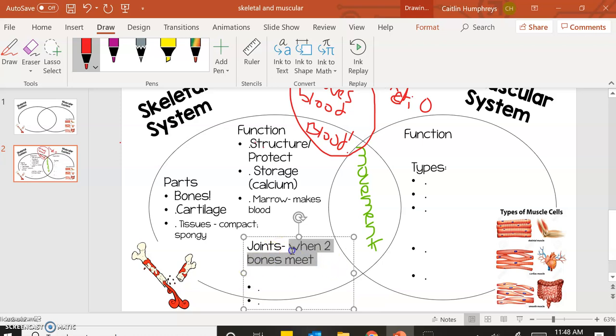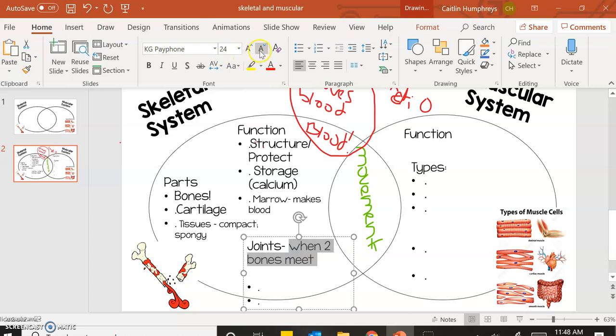And remember, the wrong kind of meat, homophones, we're learning about in language arts.